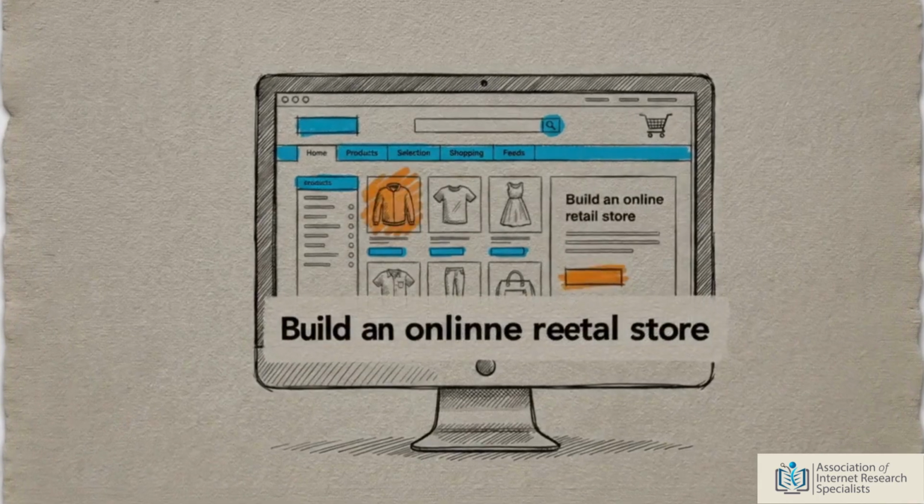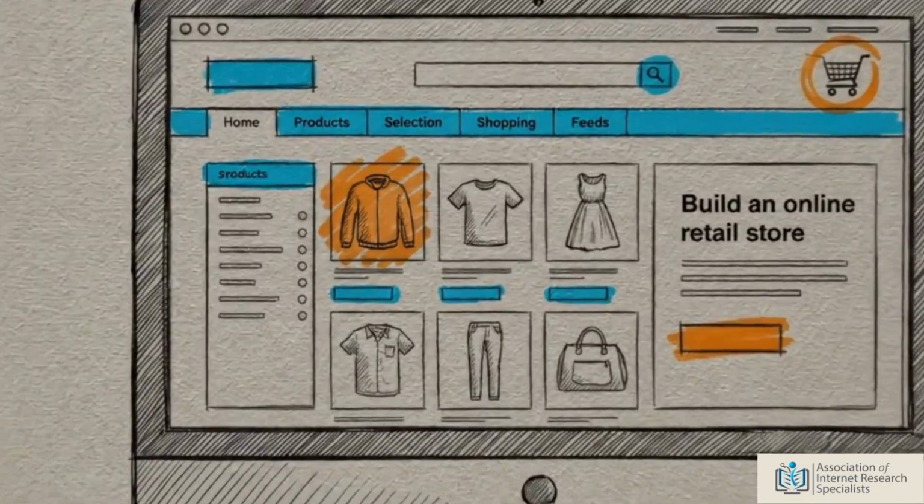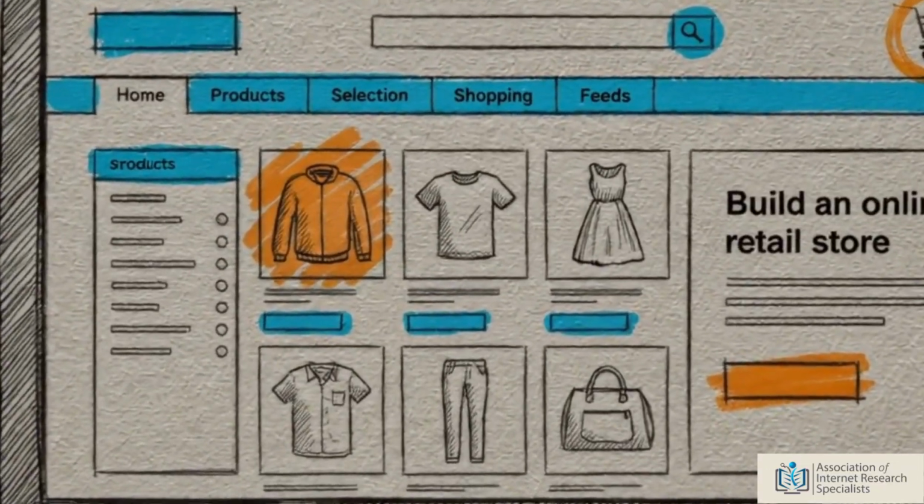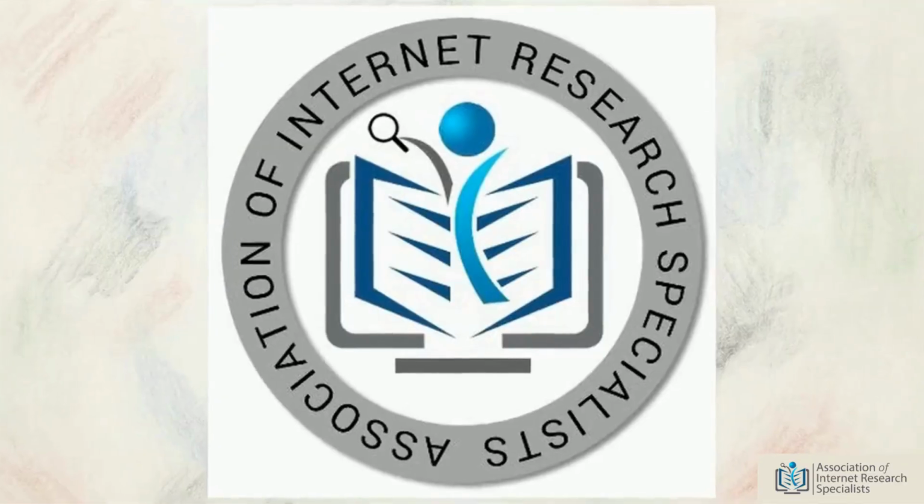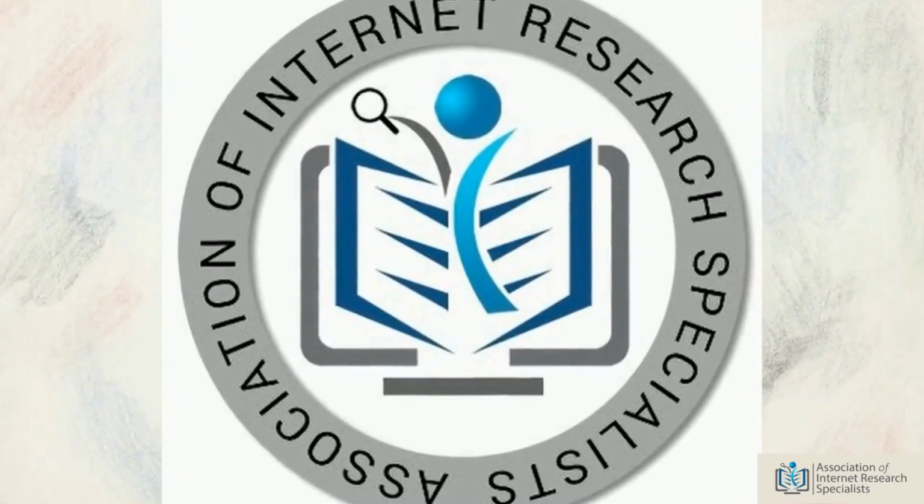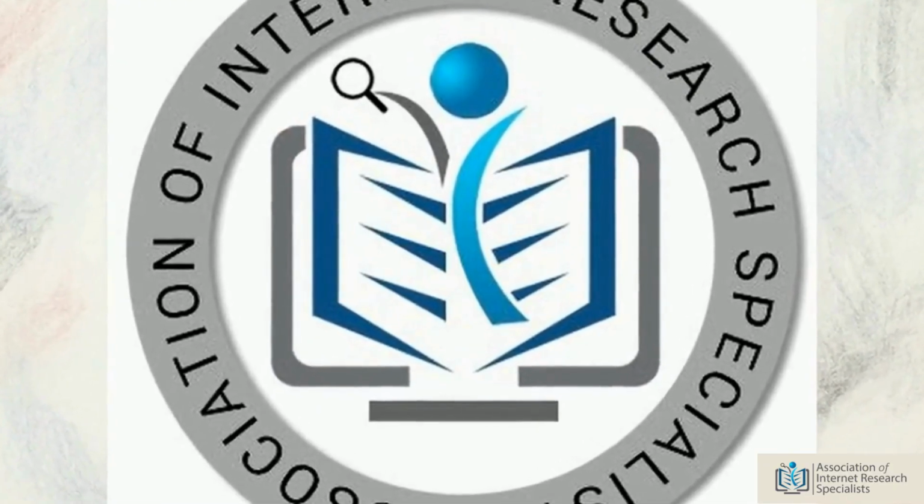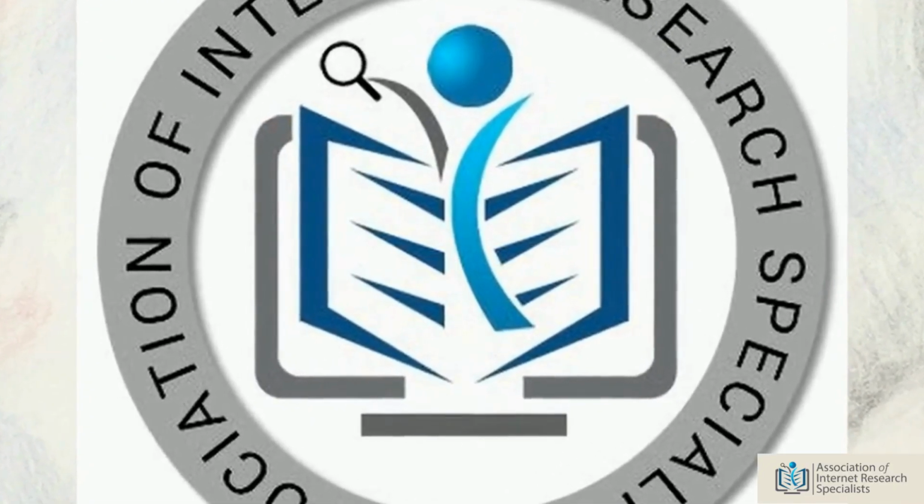Give an AI tool a simple text prompt, and in under 30 seconds, it can generate a complete replica of a legitimate retail website. This is the official seal of the Association of Internet Research Specialists, or AOFIRS. They conduct research to track and identify these rapidly generated threats.